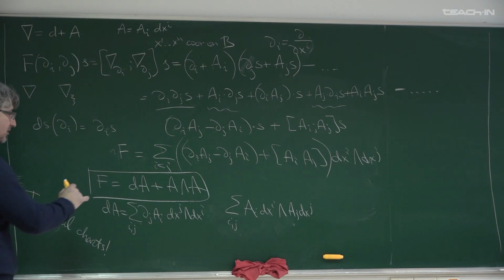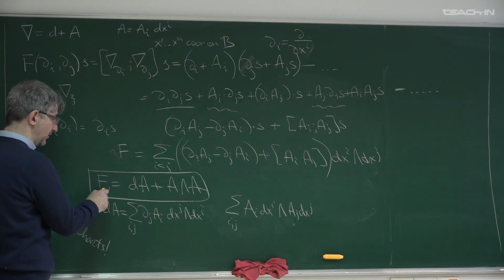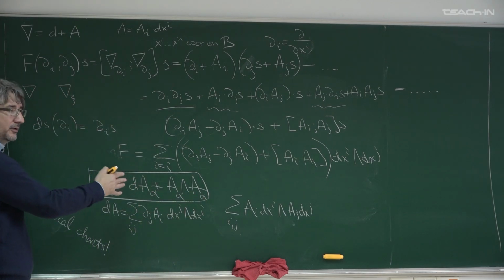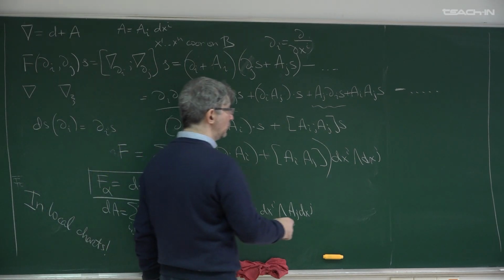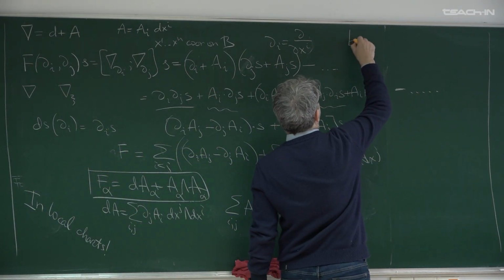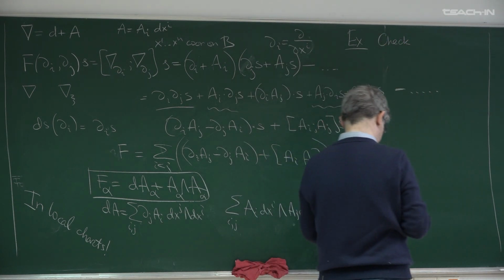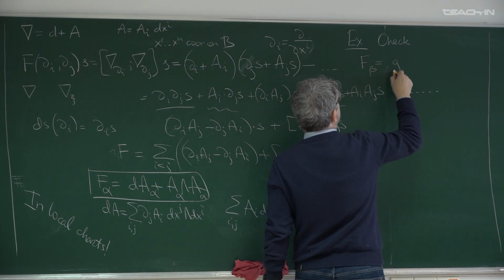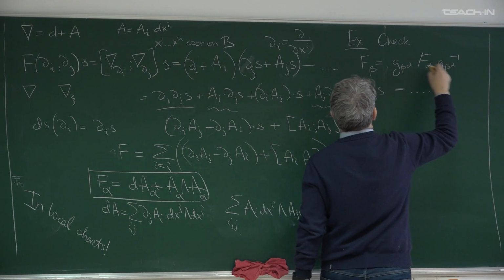So to be honest, I need to add here a sign, which means that you consider a local chart, something like this. In chart alpha, you write this formula. In chart beta, you write another formula. The question is how curvatures are related in different charts. It will be your exercise. Check that F_beta is equal to g_beta alpha F_alpha g_beta alpha minus 1.